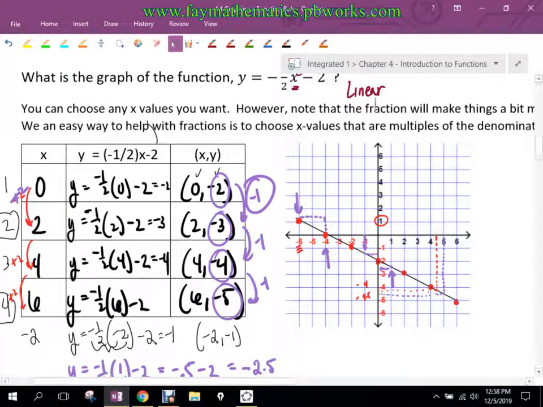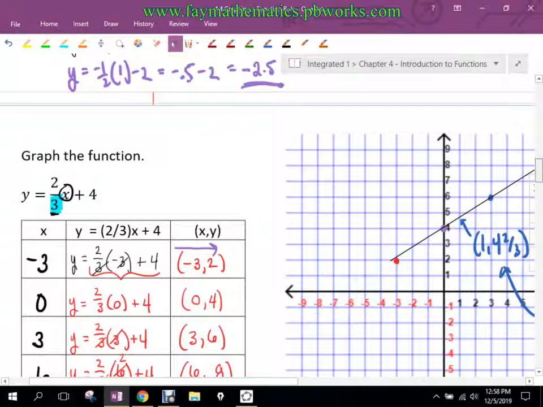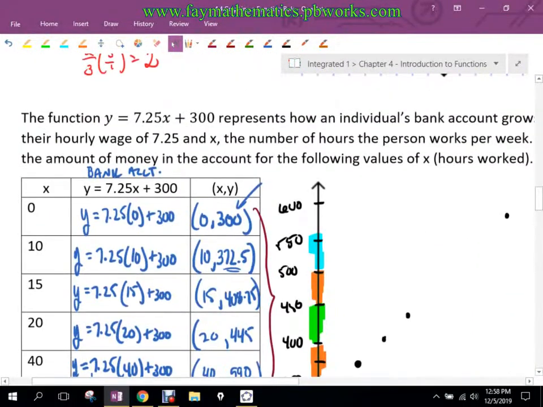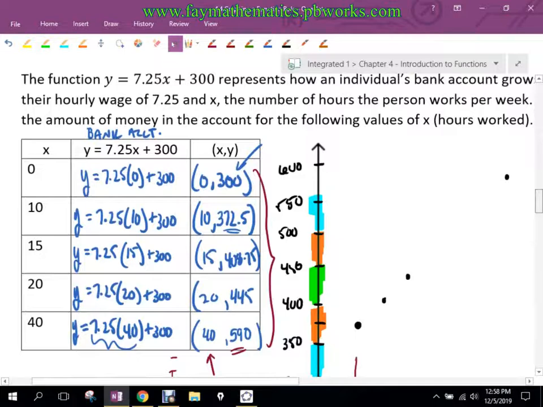X to the first gave me a line 2 times, right? What about down here? What's the exponent here for this x? 1, right? What kind of graph did you get? A line. Linear. Okay. What was the exponent here? It's an exponent of 1, right? What was the graph? We connect those? Linear, right?